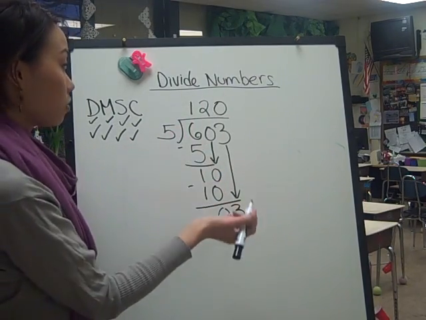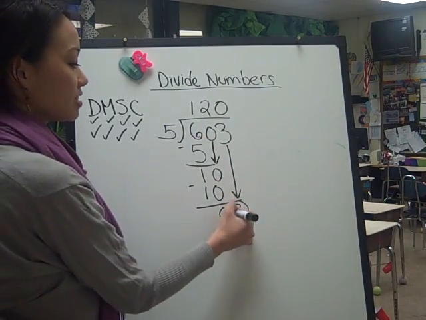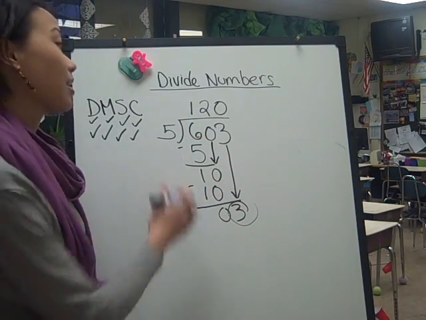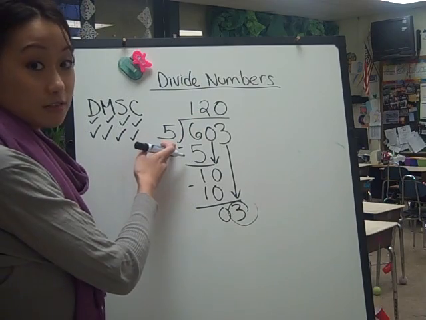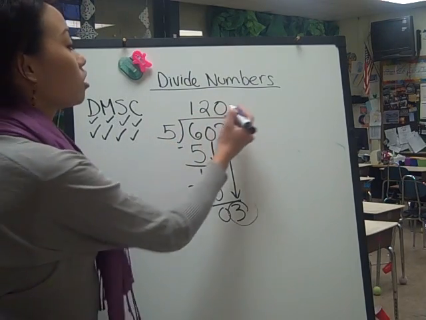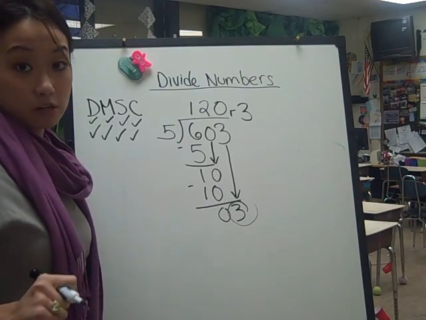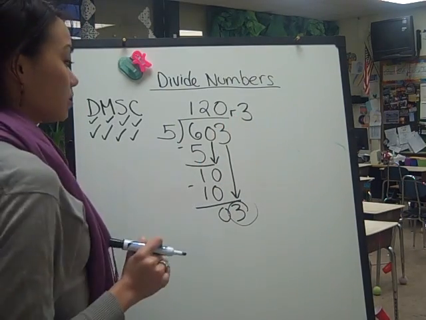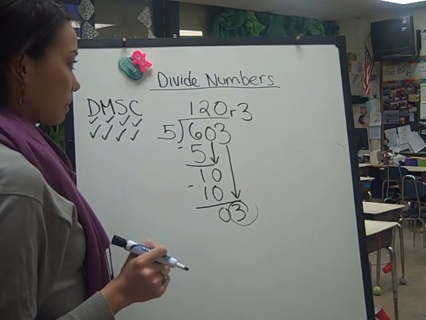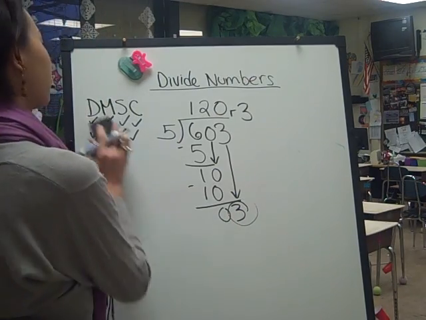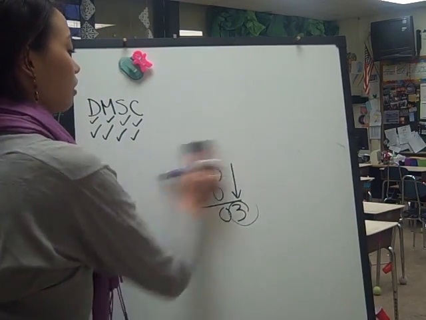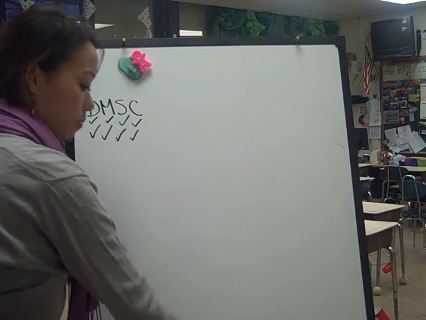Okay? So the answer would be 0, but I still have 3 sad slices hanging out in my Pizza Hut. I couldn't divide it by 5 friends, so I'm going to have a remainder. Maybe I'll eat the remainder and not give it to my friends. So I have 3 slices remaining. Okay? So that was our first practice problem. I want to try one more problem with you.